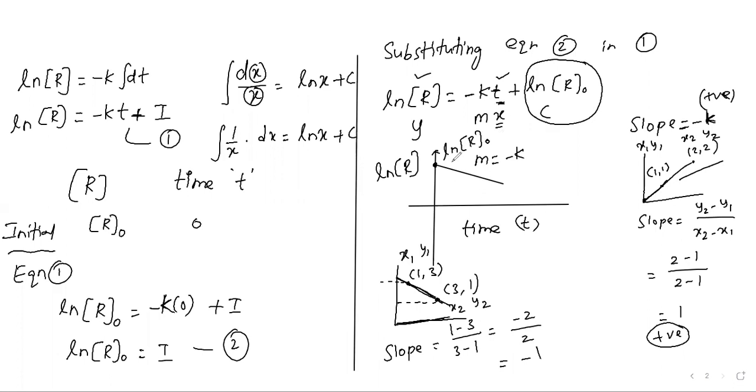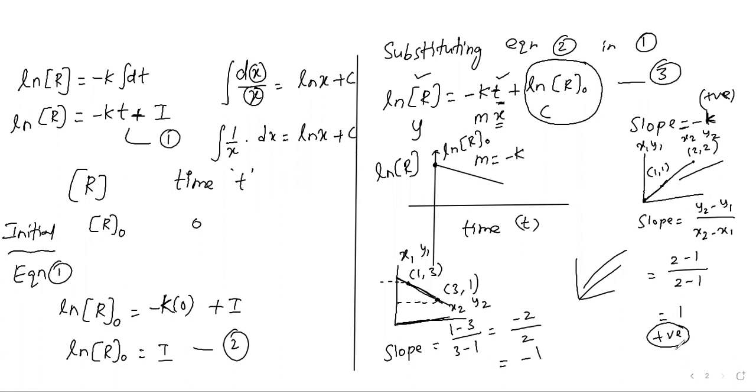If the slope is negative, it will be like this. If the slope is positive, it will be like this. When it is passing through the origin, it will be like this. I hope you have understood. Now this equation, equation 2, let us take this as equation 3.